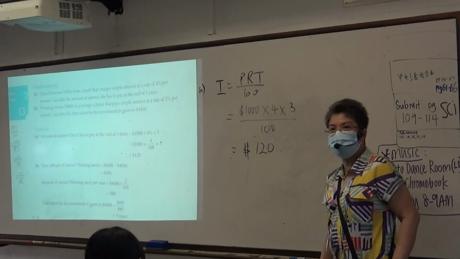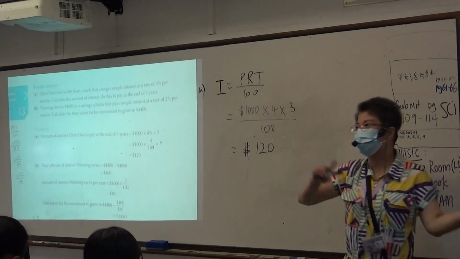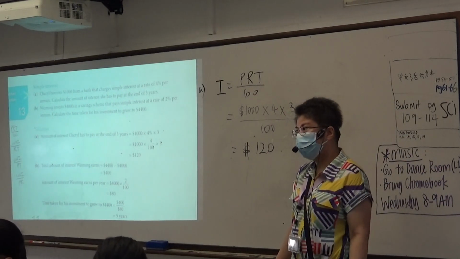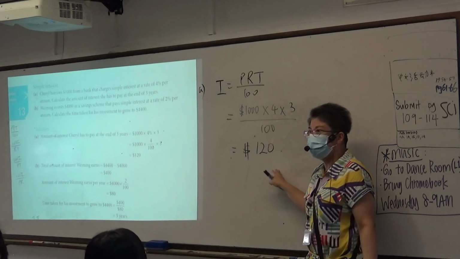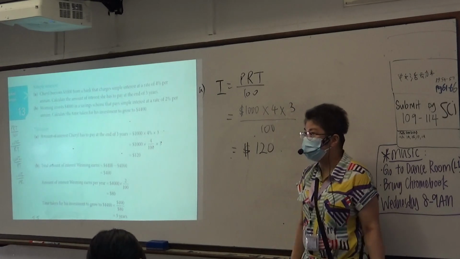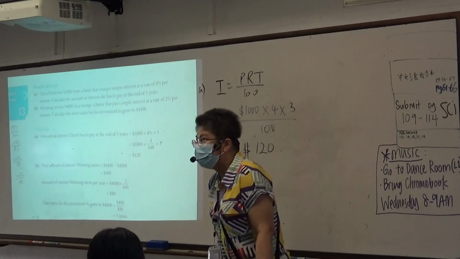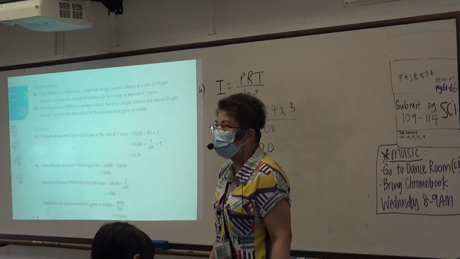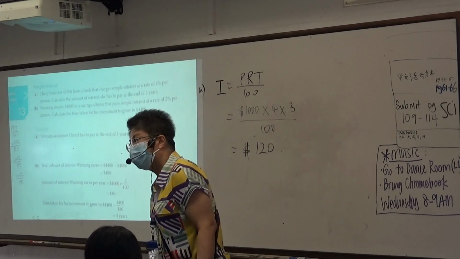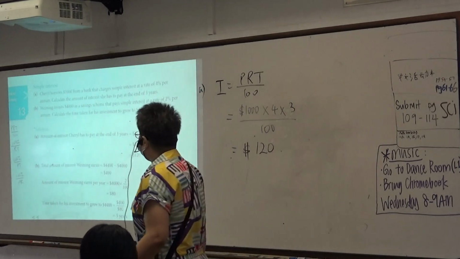Now, what if I change the question? What's the total amount she must pay the bank? So I must take 120 plus what? Plus 1,000, because that's the total amount you have to pay. Do you understand? So what is the moral of the story? You must read the question carefully. Everybody clear? Okay, now next one.